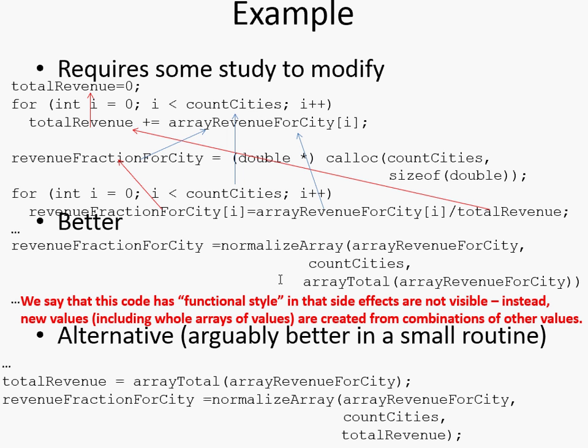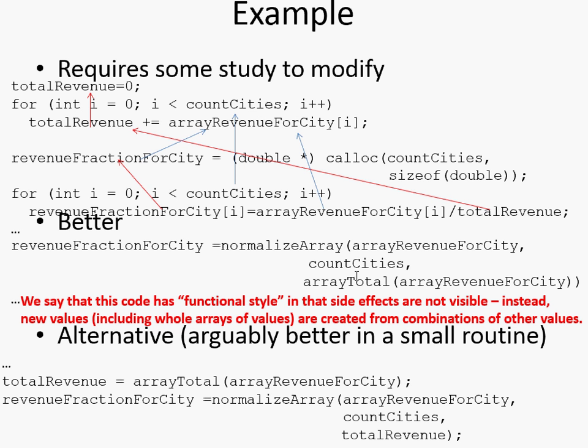So either of these, either this way right here under better, or this way right here, are better ways of writing it than this. Do you see that? Do you see why it simplifies things? Because the dependencies are clear. In other words, what revenue fraction per city depends on is three things. It depends on array revenue per city, the count of cities, and then this array total of this array. Array total, of course, has mechanisms in it. It has a for loop, but you don't have to see that unless you want to. You don't have to dive down into this unless you really want to see what's there.